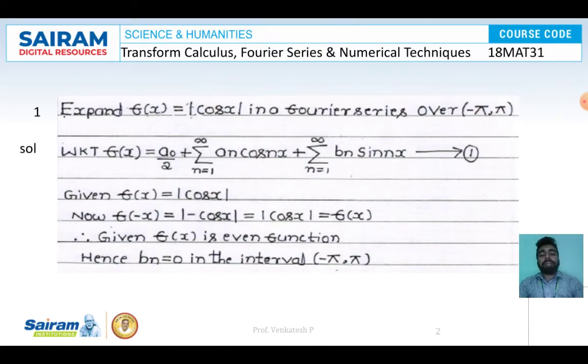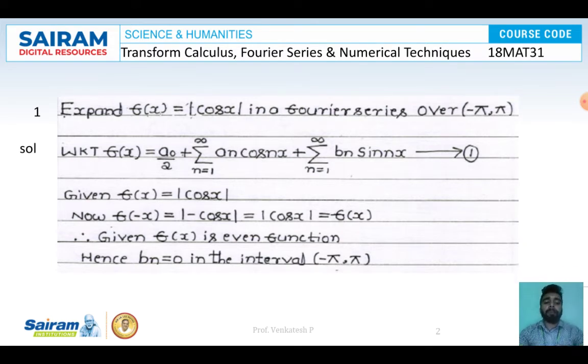Problem number 3: expand mod of cos x in a Fourier series over the interval minus pi to plus pi. Always the first thing is to take the formula. Consider f of x equal to a naught divided by 2 plus summation n from 1 to infinity a n cos nx plus summation n from 1 to infinity b n sin nx. Call it equation number 1.